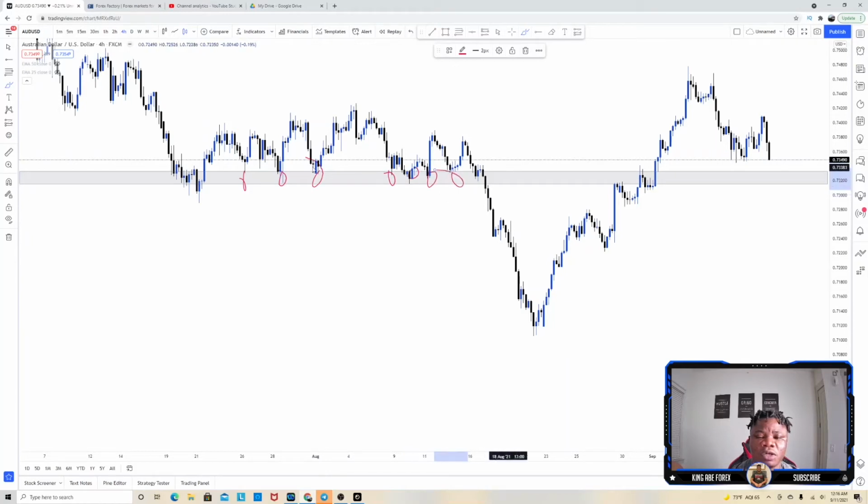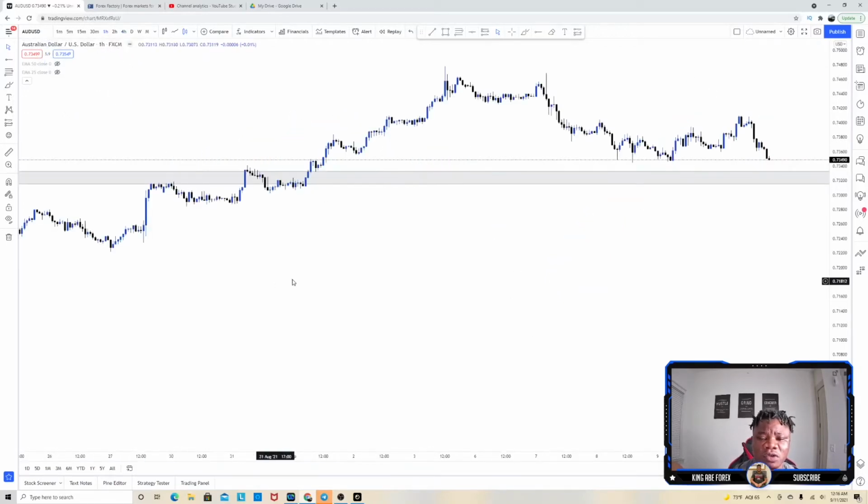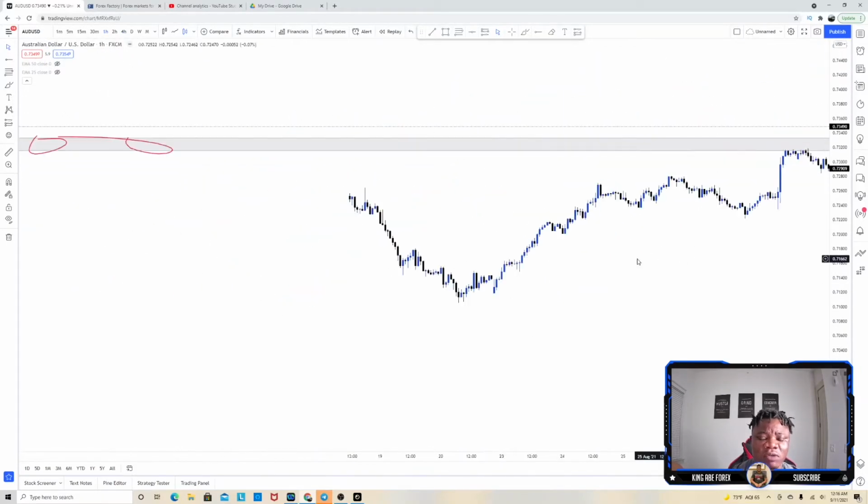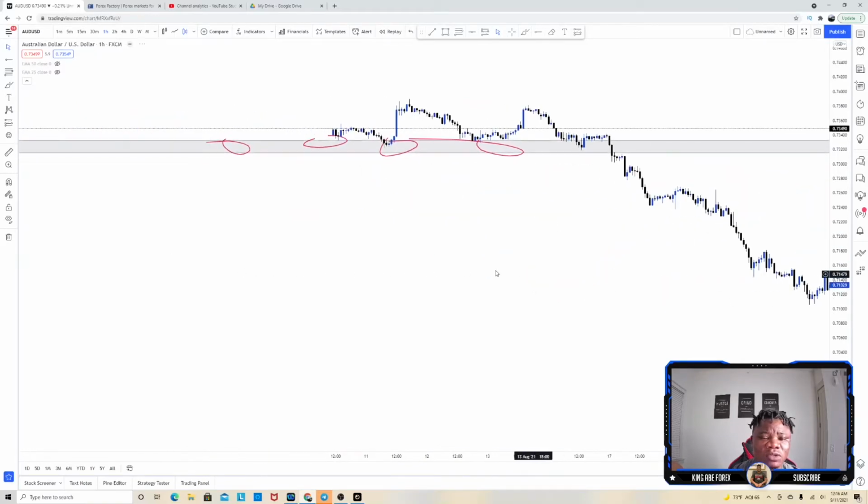So because of that, this right here is a key zone. It's a major support zone. So now that we have this zone drawn already on our charts, because of my strategy, all I have to do is go back to the 1 hour time frame, and we're going to look for that zone.